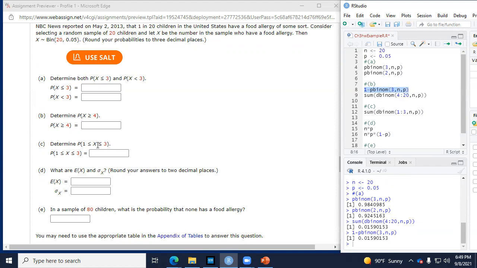Determine this probability. Between 1 and 3, because we have fewer elements in this set, there are only 1, 2, and 3. We can just sum them up by doing this. Sum up all the probabilities.